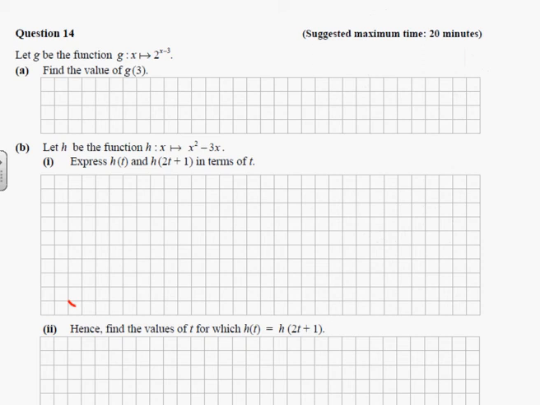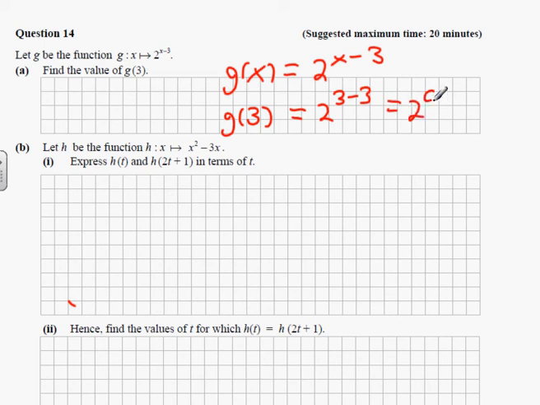Now, in this question, it tells us that g of x is 2 to the power of x minus 3. It then asks us to find g of 3. g of 3 means replace x with 3. 2 to the power of 3 minus 3 is 2 to the power of 0. Put that into the calculator and you'll get 1. Any number to the power of 0 is 1. Okay, next thing.